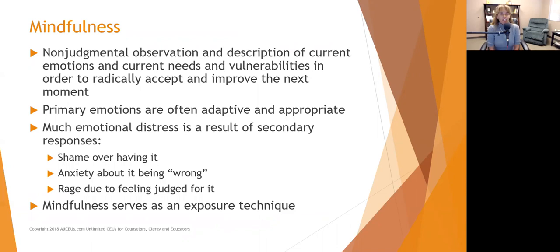And I encourage them, whether they keep that as their mantra forever, I encourage them while they're learning mindfulness to follow whatever their observation is with, it is what it is, so they can start developing that radical acceptance. It's a description of current emotions.